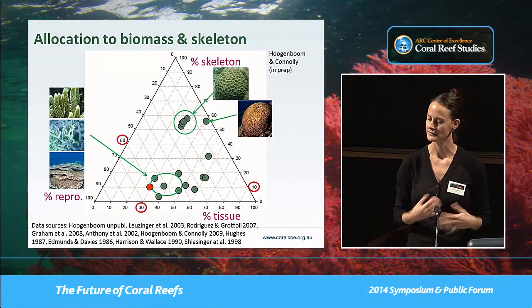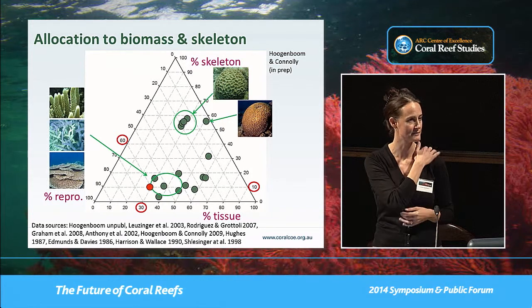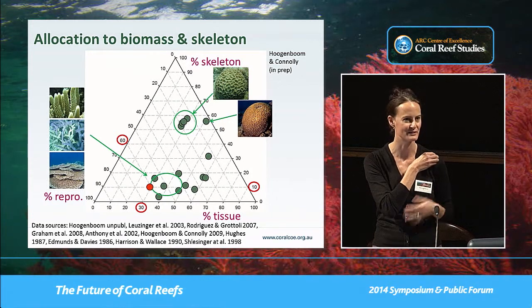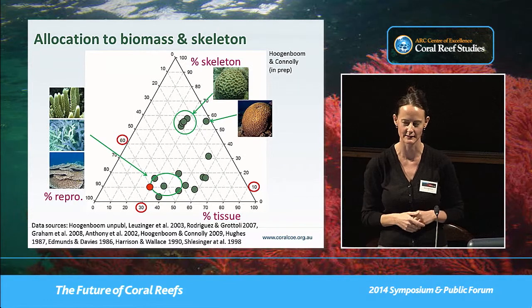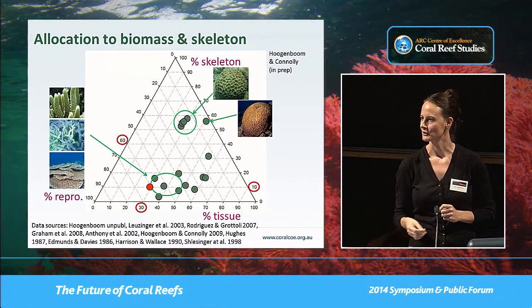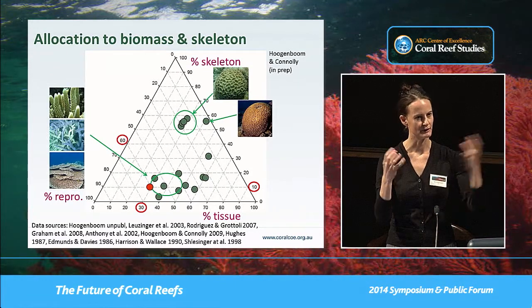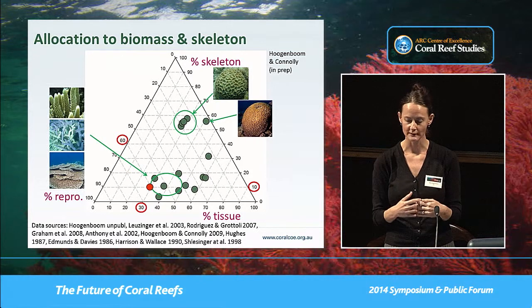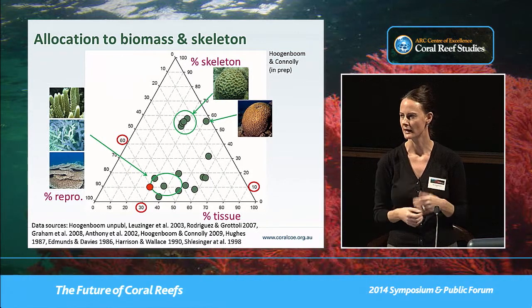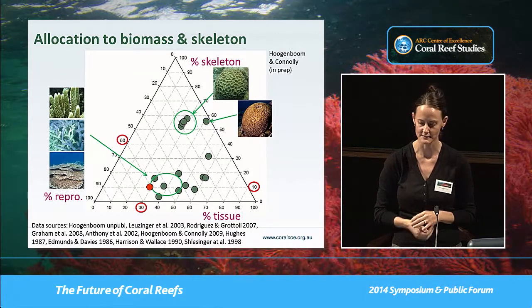We also see in this ordination a clustering of species based on their morphology. So the massive species cluster together, obviously, because they have a much higher production of skeleton compared to tissue. So where I'm going with this is not just a tool to translate things like energy acquisition into the amount of biomass that's retained within the ecosystem, but also as a functional classification or a life history classification for coral species.